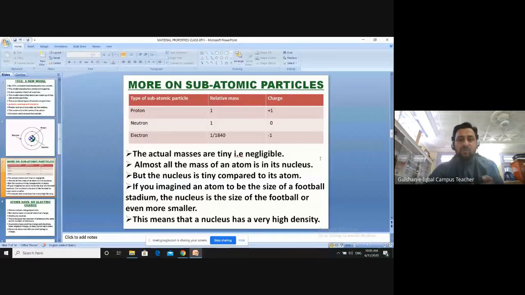Okay, it means that the nucleus has a very high density. Density means mass divided by volume. Okay, the volume is very small, but the mass is large. So the nucleus has very high density. It is very much smaller as compared to the size of the atom. Again, we can imagine it as a football ground or a cricket ground, and the ball of football or cricket inside that stadium is the nucleus. So the nucleus is very much smaller as compared to the atom itself.